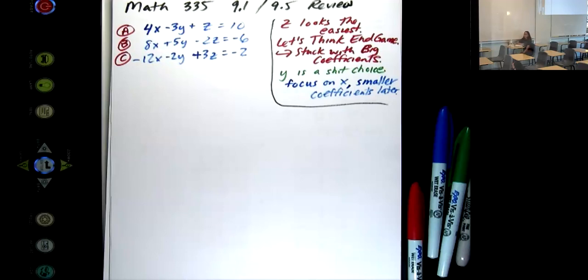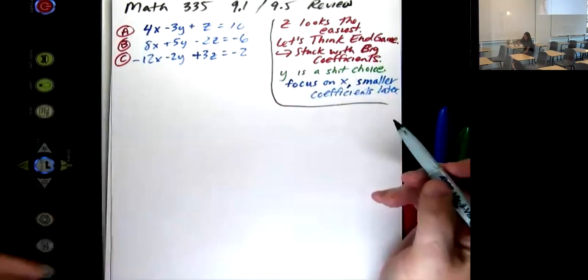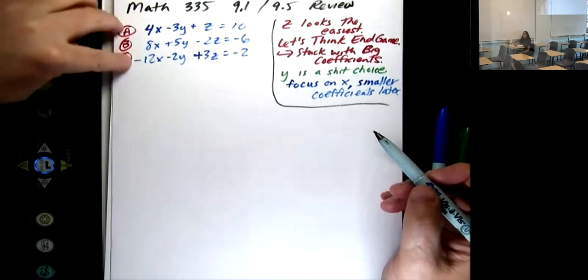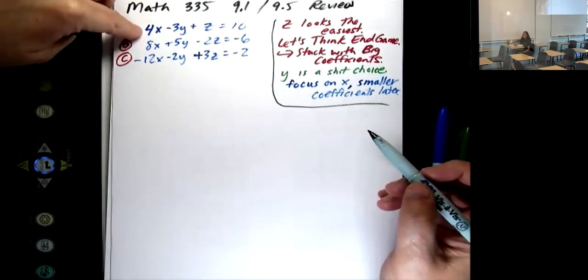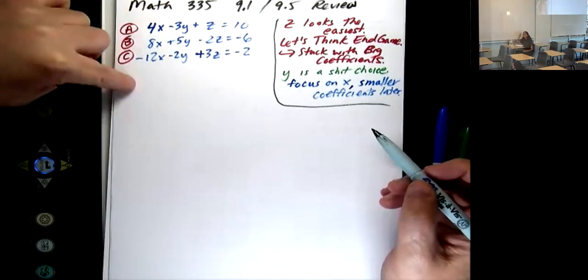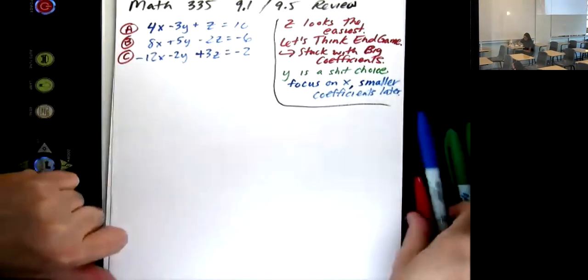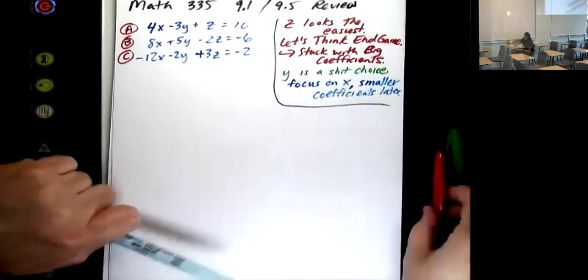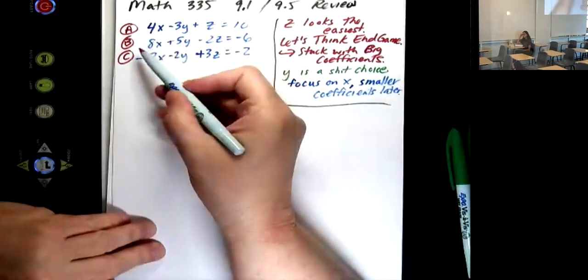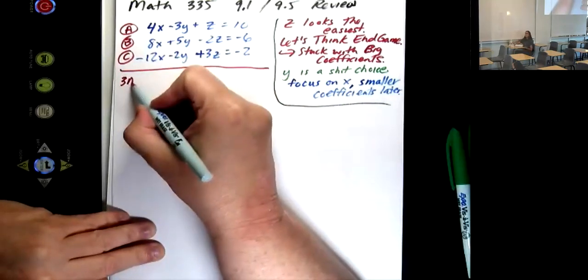So if I want to get rid of x, the first choice I see that looks fairly obvious is using A with the other two. Because if I multiply 4 by 2, I get 8. If I multiply 4 by 3, I get -12. So maybe we should look at doing combinations of those. We can start off with any choice we want. Maybe let's start off with 3A plus C.